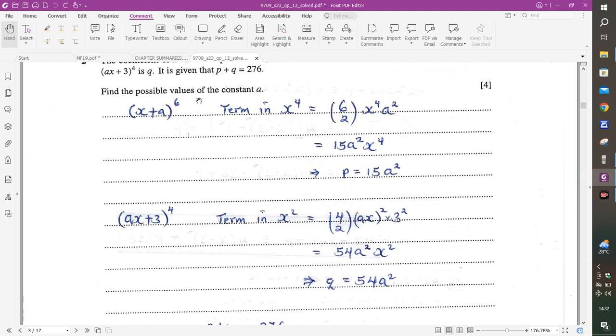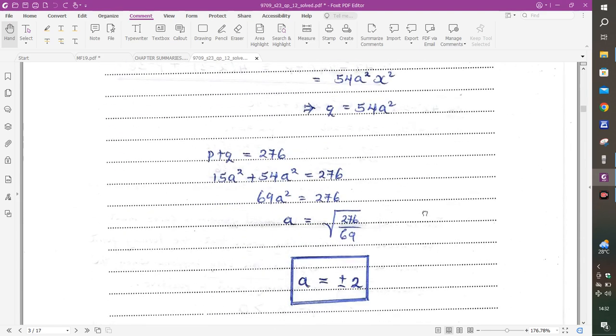And even here, they said find the possible values of the constant a. So for you, if you just put a is equal to 2, then you have left out one answer. Possible values, it means it is more than one. Okay, so it has to be plus or minus 2.